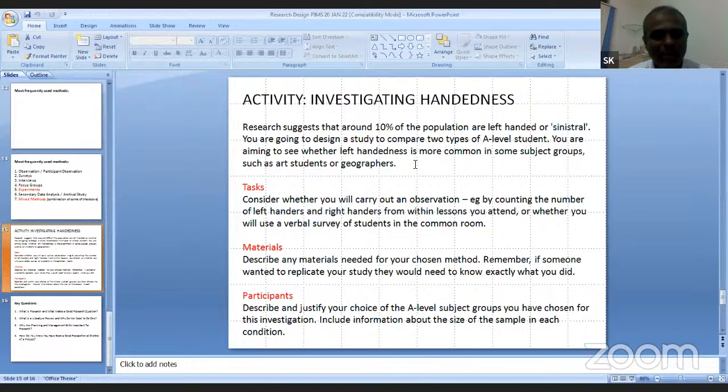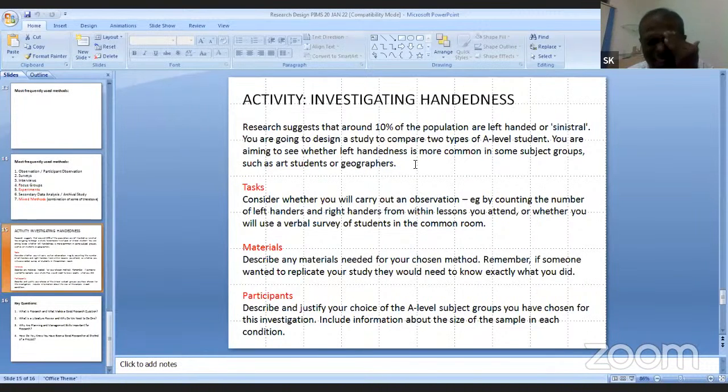The next problem is, what materials are you going to use? I want you to describe the materials needed for your chosen work or experiment, in this case investigating left-handedness. Remember, if someone wanted to replicate your study, they would need to know exactly what you did. Very important for reproducibility. So, participants: what are your participants? The participants would be 10th grade students, or let's say 11th or 12th grade students, who are art students or science students; you can choose them. And how are you going to investigate? So this is the activity for you.